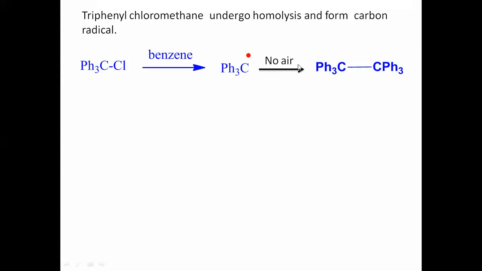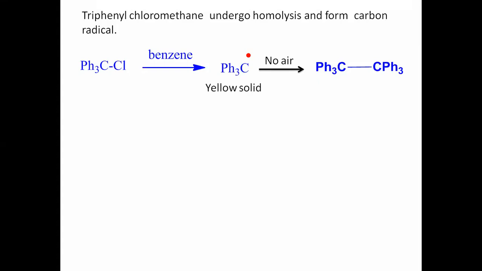If air is there, then this radical will combine with air, meaning there is oxygen, and oxygen also forms a bond with this radical. So radicals are highly reactive. They can react with any reactant, even air also. Why? Because in air there is a presence of water molecules and oxygen molecules, and therefore these radicals randomly react with them.